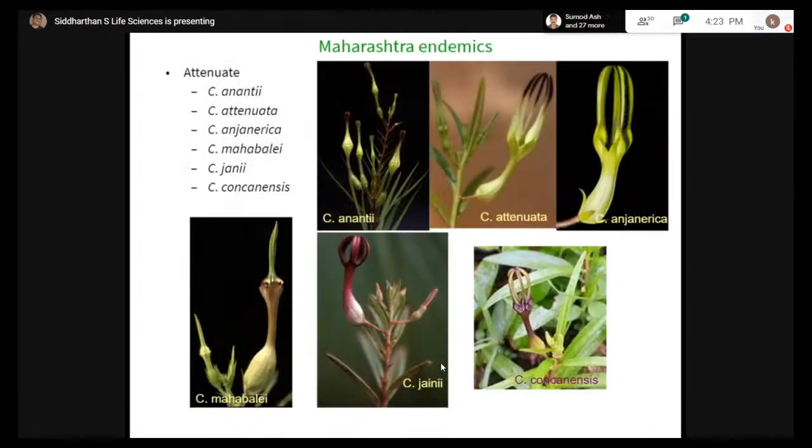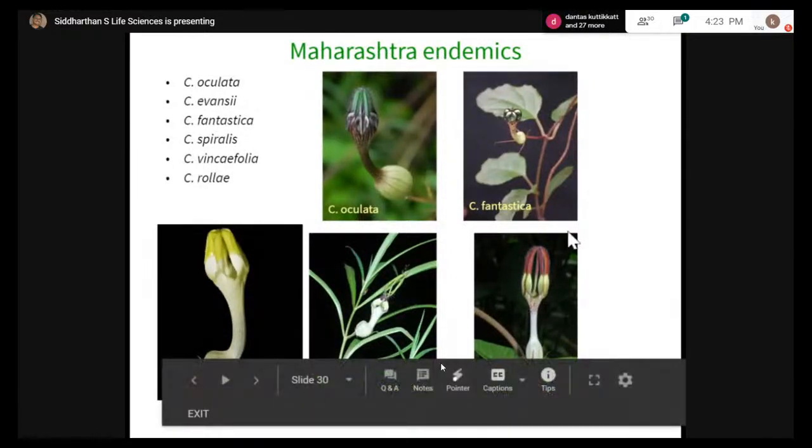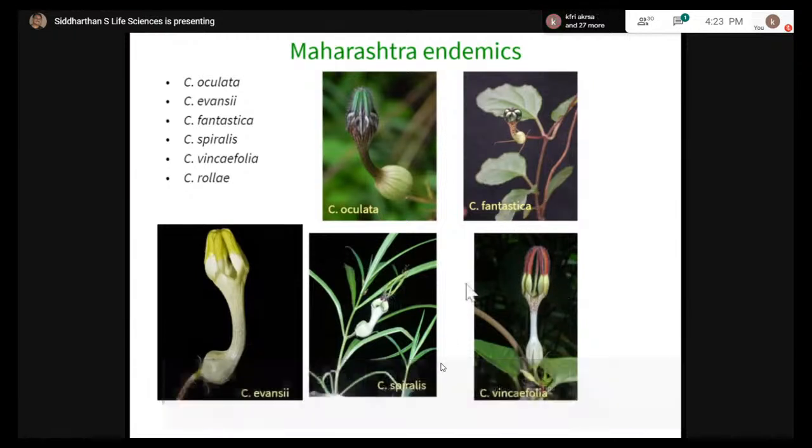Again, some more Maharashtra endemics. I'll show many of the endemic species from Maharashtra. These are long hooked plants, in a series called Attenuata: Ananti, Attenuata, Angenerica, Mahabali, Jaini, Concinensis. These are all found in Maharashtra. Another group of Maharashtra endemics: Oculata, Spiralis, Fantastica, Vincifolia, Evansi. You can see the variation in the leaf form also.